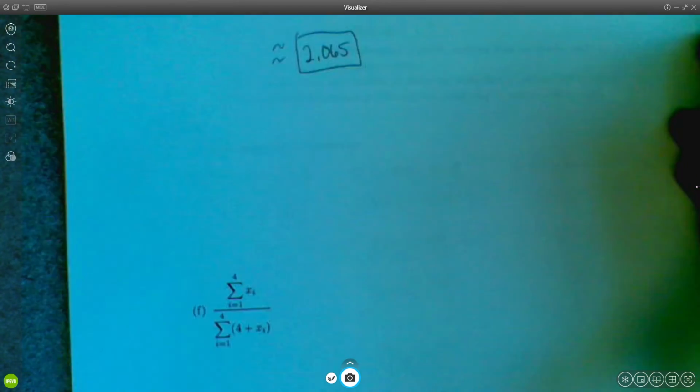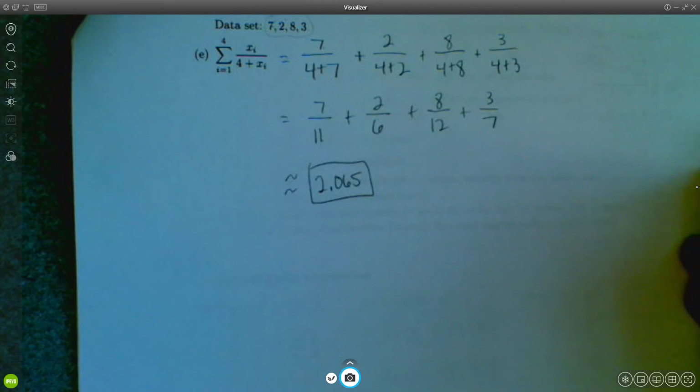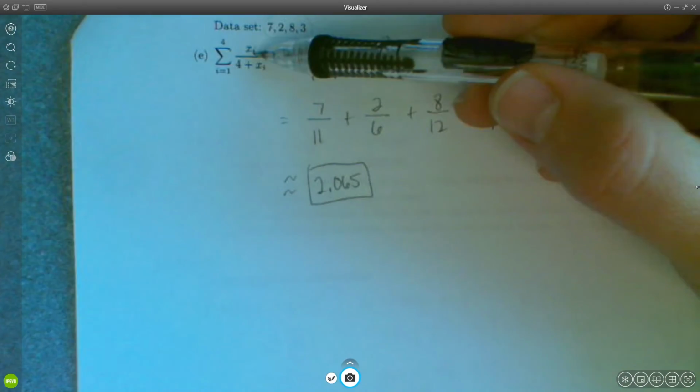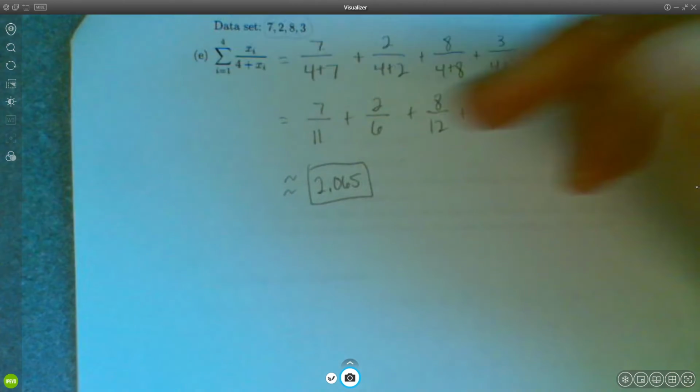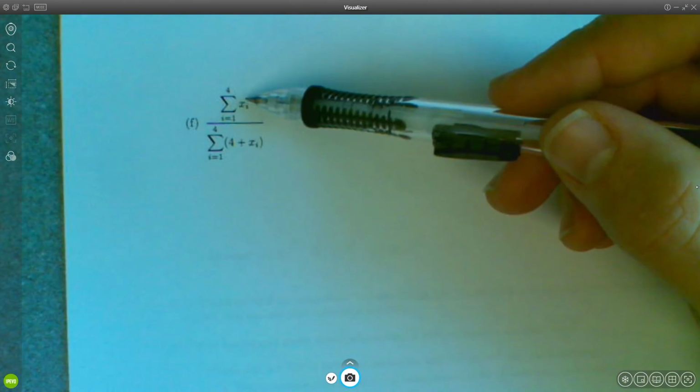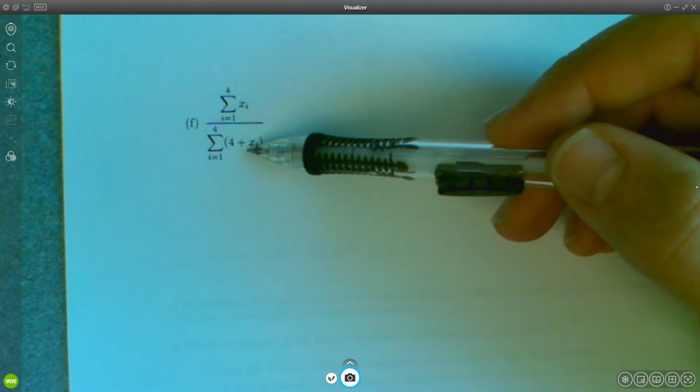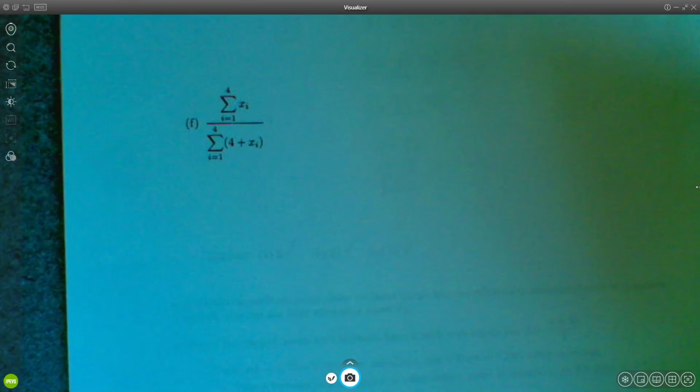Okay, part F. This one's a little more complicated still. This is actually pretty similar looking to part E, but notice that in part E, I wanted to do this expression and then add them up. Here I want to add the numerator and denominator separately and then do the division at the very end.